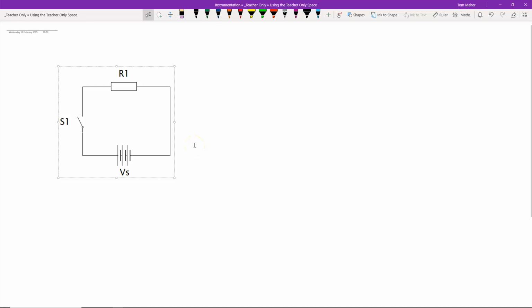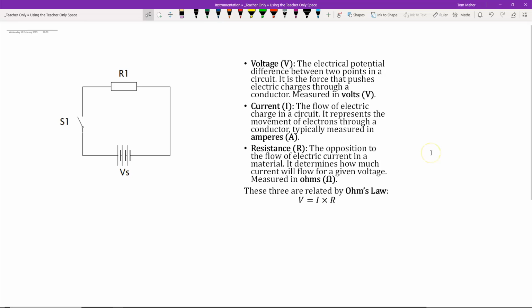Okay, the characteristics that we're going to be looking at and talking about for this particular one are voltage, current, and resistance. If we just talk about those for a moment, voltage is the electrical potential difference between 2 points in a circuit. We see it as the force in the circuit that pushes the charge or the electrons around through the conductor. Voltage is measured in volts. The current is the actual flow of the charge in the circuit, so it's the movement of the electrons through the conductor, through the wires that we have in the circuit, and we measure that in amps or amperes.